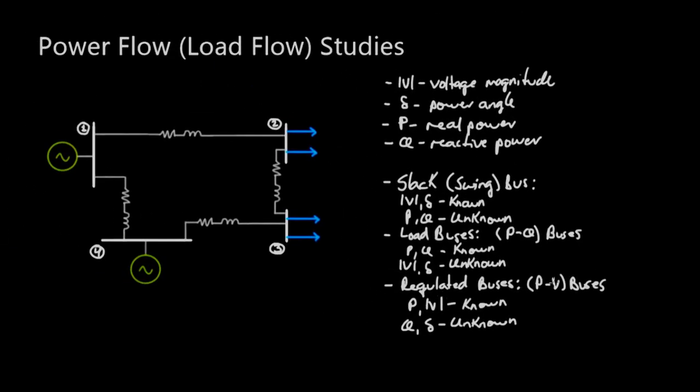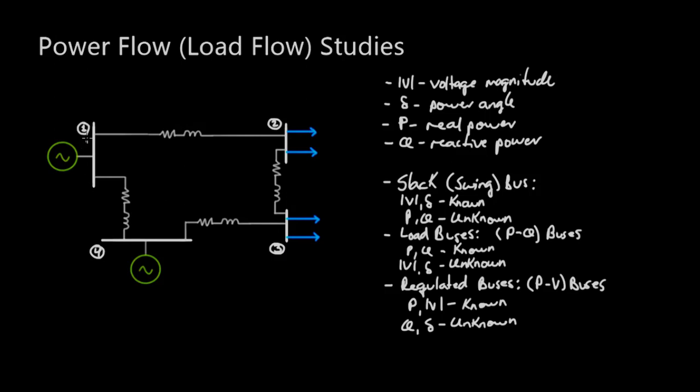Now, regulated buses are usually generator buses, or rather, buses at which generators connect. And so we know what the real power that the generator is going to be supplying, and we know what the voltage magnitude at the terminals of that generator is, which is usually automatically controlled to keep a constant voltage. And so that's why we know the real power and the voltage magnitude. Now for load buses, as the name implies, those usually are buses in which we only have loads. And if we have a load, we know what the real power and the reactive power consumption of that load is going to be.